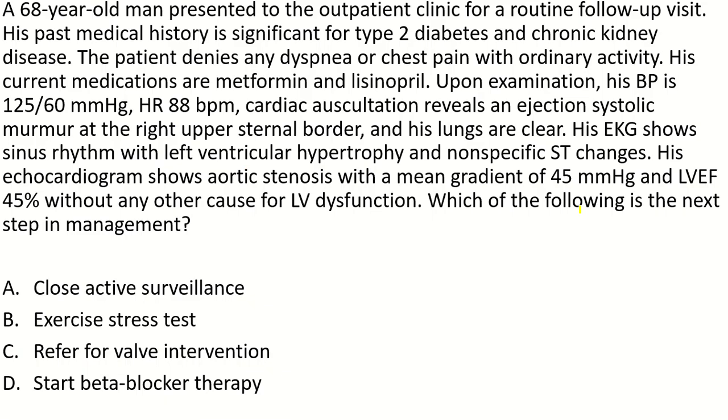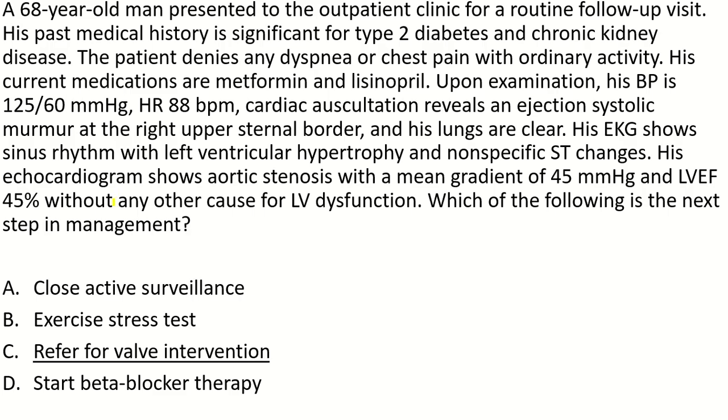So back to our question, which of the following is the next step in management? This patient has a high gradient across the aortic valve. The aortic valve area is not mentioned, however we will assume that this patient has a low aortic valve area and is considered severe aortic stenosis, and he has a left ventricular ejection fraction of 45 without any other cause suggesting this LV dysfunction. So the best next step would be to refer directly for the valve intervention as this patient has a hemodynamically significant aortic stenosis.